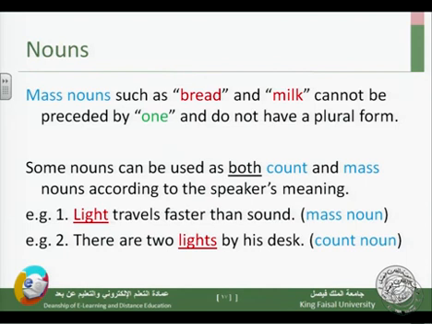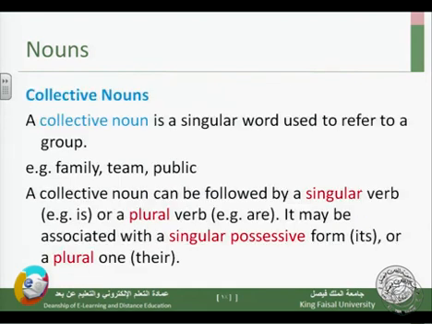In example number 2, there are 2 lights by his desk. Lights here refers to an object. So we have 2 lights, 2 objects that we call lights, and light here is a count noun. As we see, light can be a mass noun and it can be a count noun.